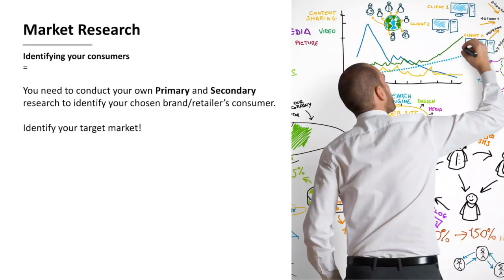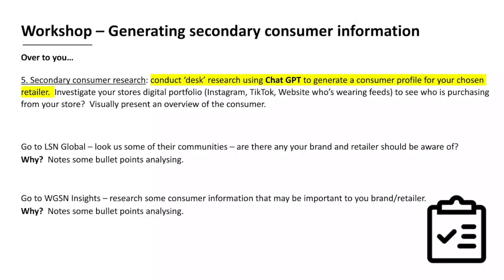So market research, I'm sure you've all heard of this. You need to conduct your own primary and secondary research to identify your chosen brand and retailer's consumer. Essentially, you need to identify who your target market is. So what we're asking you to do for point 5 is conduct desk research using ChatGPT or another AI chat-based generator to generate a consumer profile for your chosen retailer. We're doing a task on this in class.